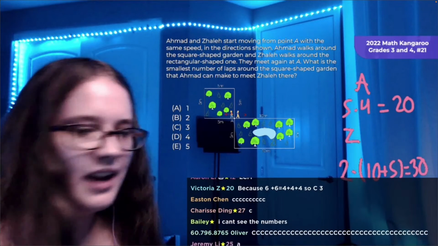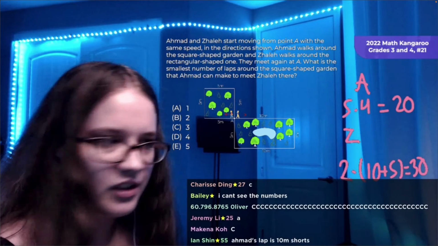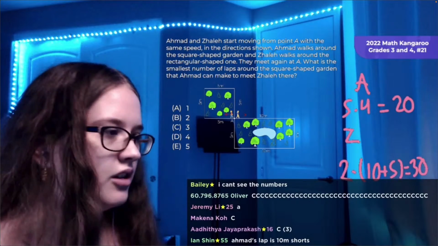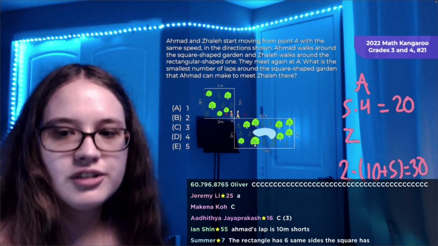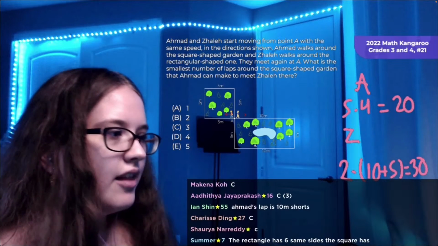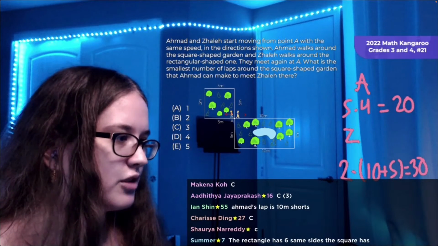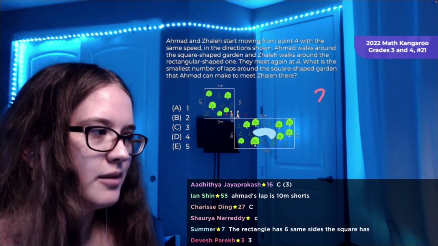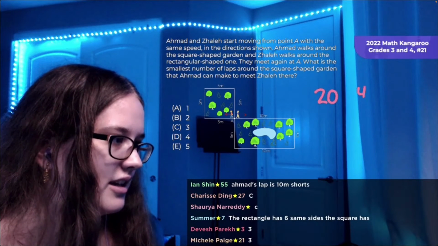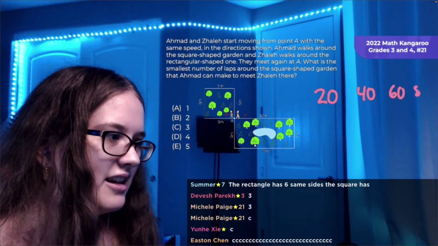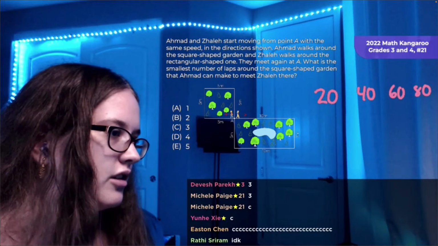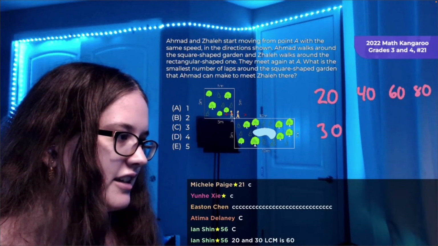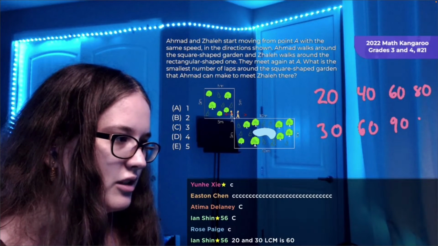Okay, so now they are going to walk in laps until they meet up again. And since they're doing a whole number of laps, they're going to be in multiples of these numbers. So what multiples of 20 do we have? We could meet after Ahmad walks 20 meters, 40, 60, 80, and so on and so forth. And as for Zala, that is 30, 60, 90, 120.